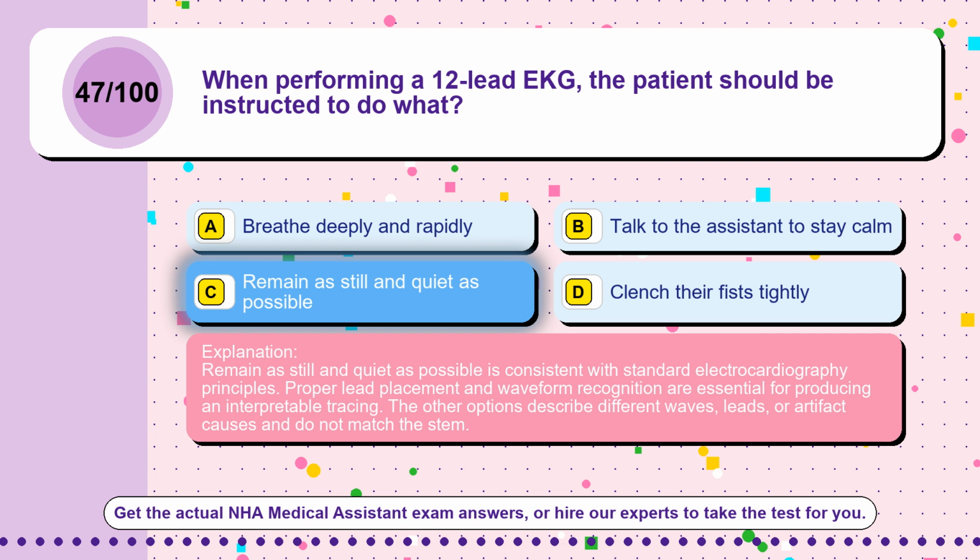EDTA prevents clotting by chelating calcium, a required cofactor in the coagulation cascade. This makes it especially useful for hematology testing where cells must remain unclotted. Heparin inhibits thrombin activity, SPS supports blood culture recovery, and thrombin promotes clotting rather than preventing it.